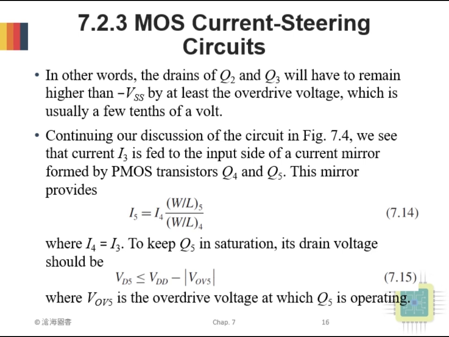Continuing our discussion of the circuit in Figure 7.4, we see that current I_3 is fed to the input side of a current mirror formed by PMOS transistors Q4 and Q5. This mirror provides the following equation, where I_4 equals I_3. To keep Q5 in saturation, its drain voltage should satisfy this equation, where V_OV5 is the overdrive voltage at which Q5 is operating.